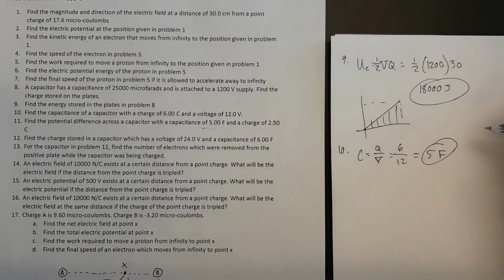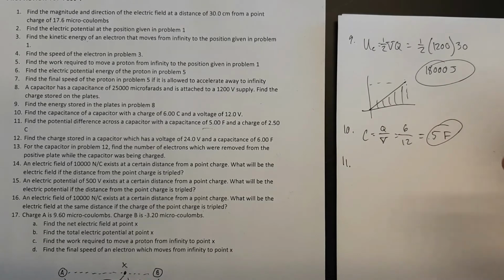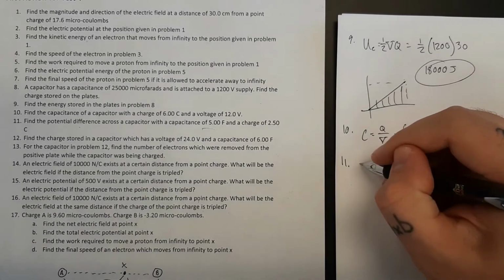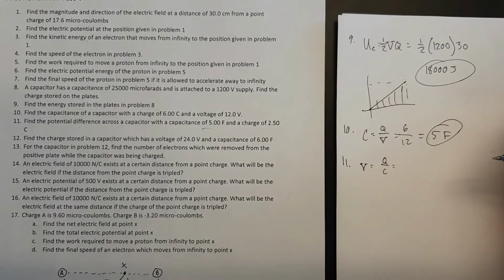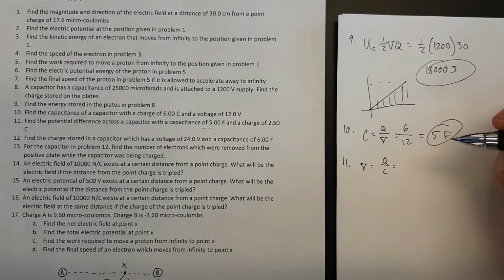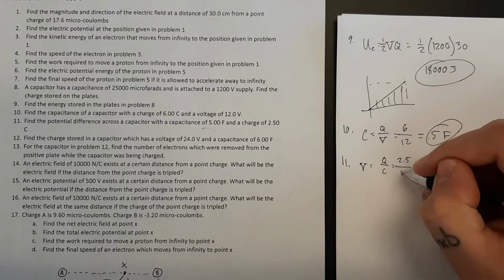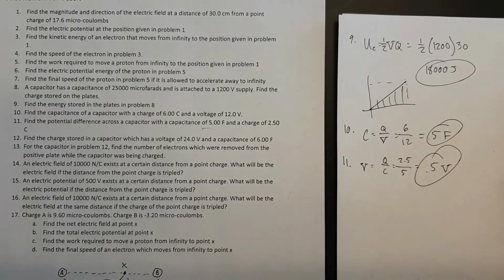Okay. Number 11, find the potential difference across a capacitor with a capacitance of 5 farads and a charge of 2.5 coulombs. Okay, so we're looking for voltage now. Okay, so our voltage would just be Q over C. So we've got a charge of 2.5, we've got a capacitance of 5, so 2.5 over 5. We again end up getting 0.5, this time volts.